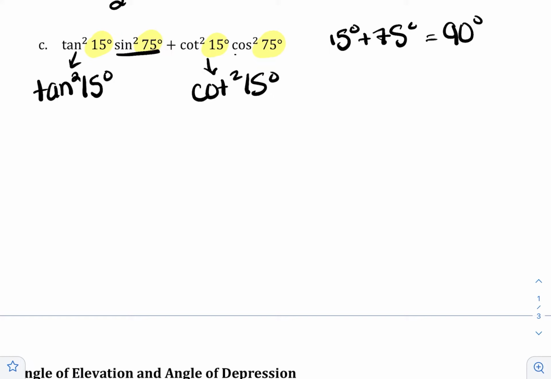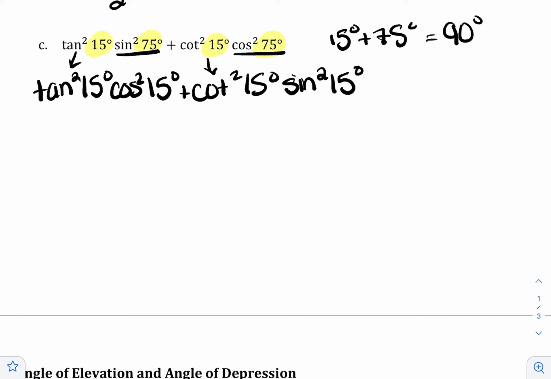But I'm going to change these two. So I'm going to change the 75 to be 15. But if I want to change the 75 degrees to be 15 degrees, I have to change the function to its cofunction. And the cofunction of sine is cosine. So cosine squared. Okay, then I'm going to change the other 75 degrees to 15 degrees. But if I change it, I have to change the function of cosine to its cofunction, which is sine. So sine squared. So now everything is in 15 degrees.